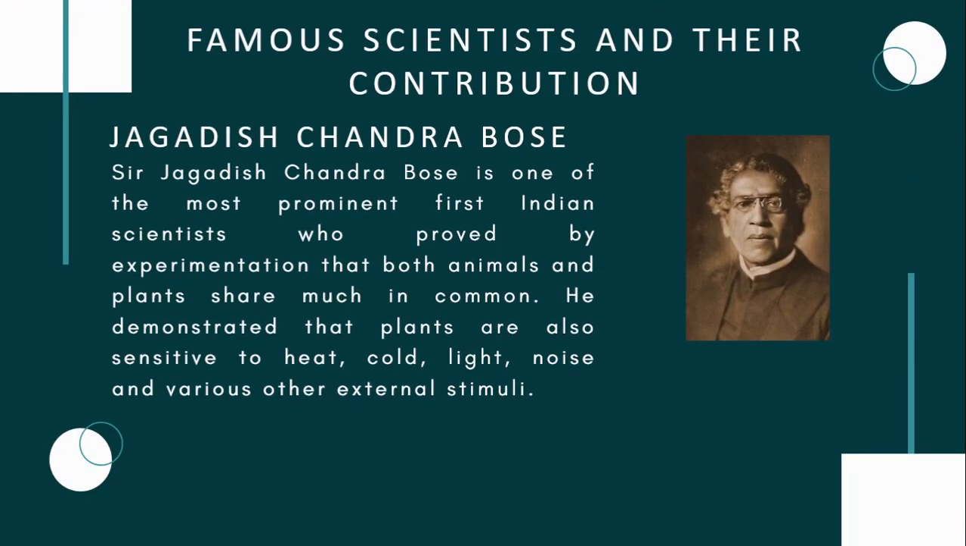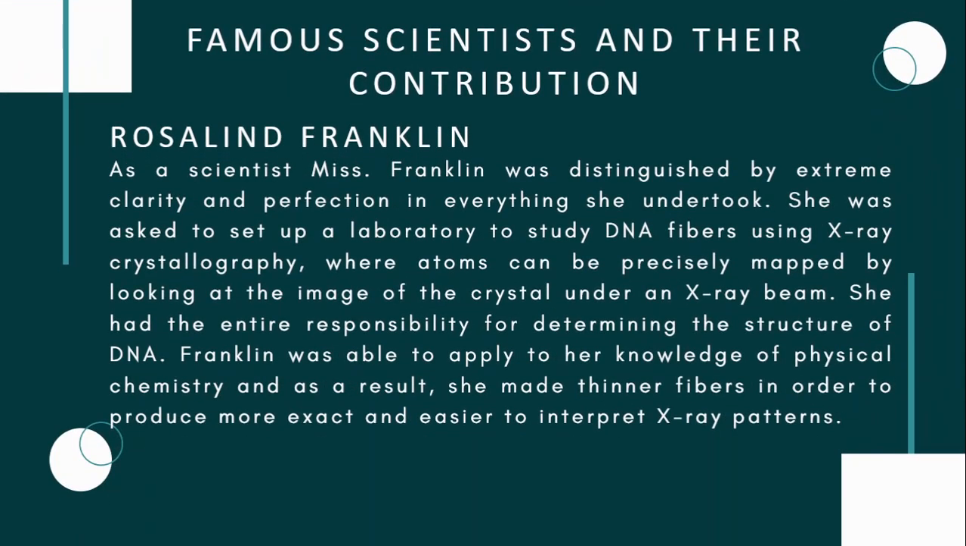Next to Charles Darwin is Sir Jagadish Chandra Bose, one of the most prominent first Indian scientists who proved by experimentation that both animals and plants share much in common. He demonstrated that plants are also sensitive to heat, cold, light, noise, and various other external stimuli. Okay, we also have Rosalind Franklin. Basically, she is the one who discovered the double helix shape of the DNA.